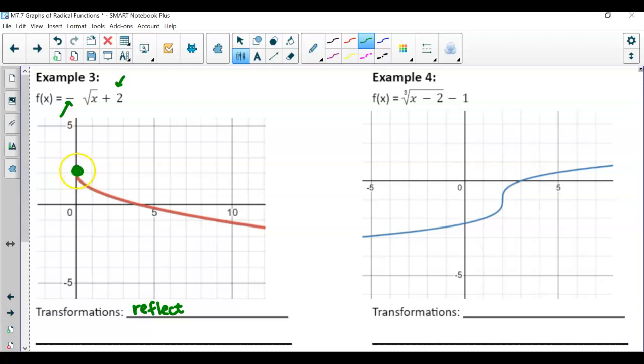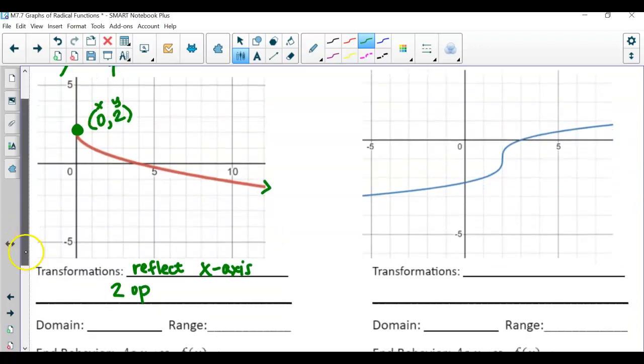Because notice how here we're starting at 0, 2. So notice how here we have our up 2. So we're going 2 up and we reflected over the x-axis. Now let's continue on. Here we go. So this is our x, this is our y.